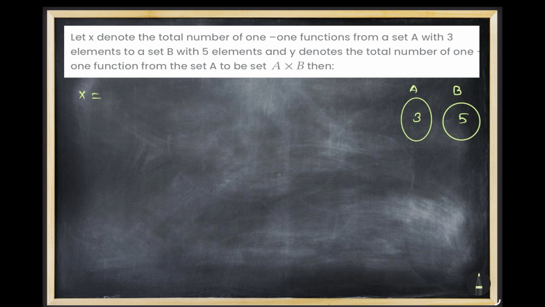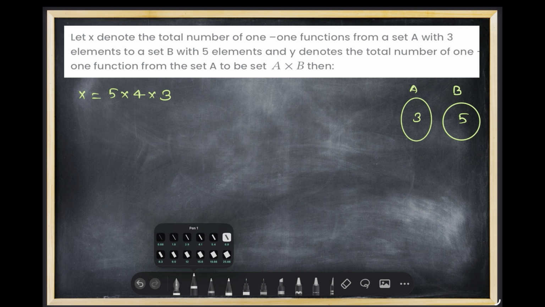So for 1-1 functions, what we have to do? We have to make n factorial, but we have to stop where we will decide later. So the first member of this set has how many choices? 5 choices. The second member has 4 choices. The third member has 3 choices. Done. This is your x.